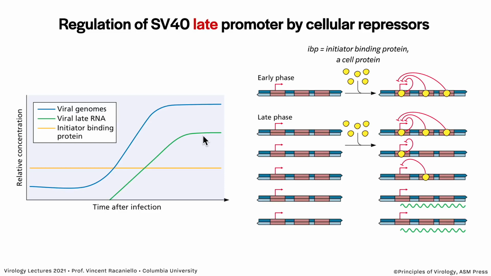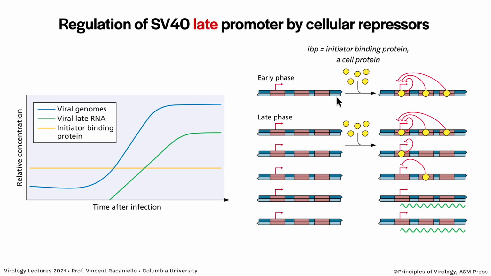How does this work? So when the DNA first comes in, the late promoters are covered with initiator binding protein, these yellow spheres. They bind to the late promoter and they inhibit its transcription. So here's the late promoter, this red arrow going to the right here. It is inactive because the DNA is bound by initiator binding protein. It's a cell protein that binds sequences in the region of the late promoter and represses transcription.